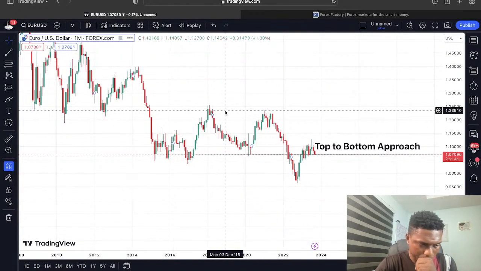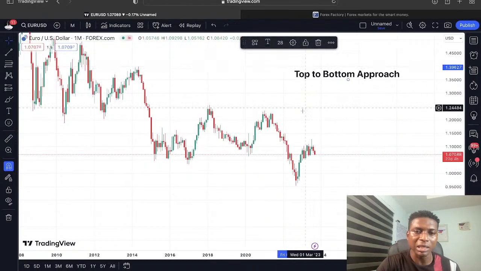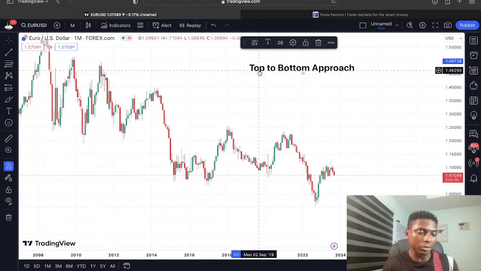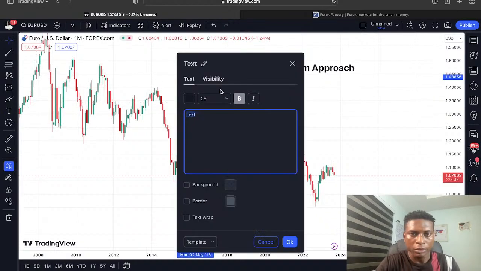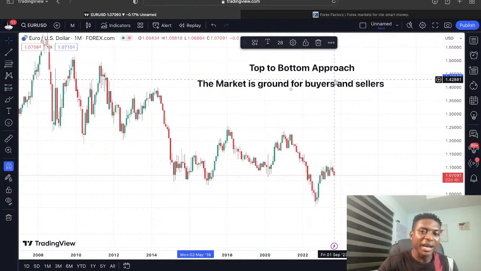monthly time frame. Now one interesting thing that you need to understand about the market is that the market is a playing ground for buyers and sellers. It's a playing ground for buyers and sellers.